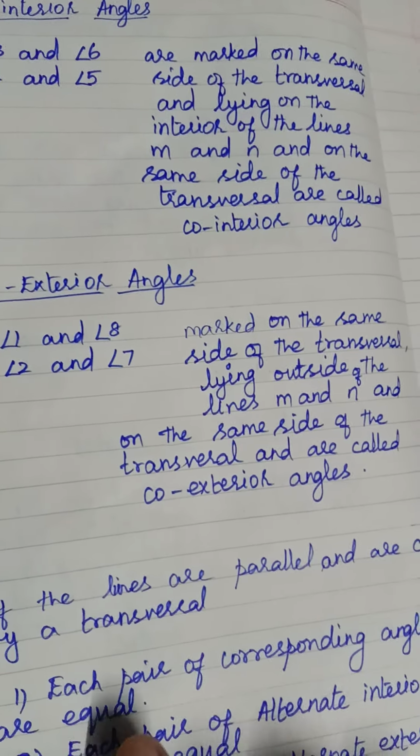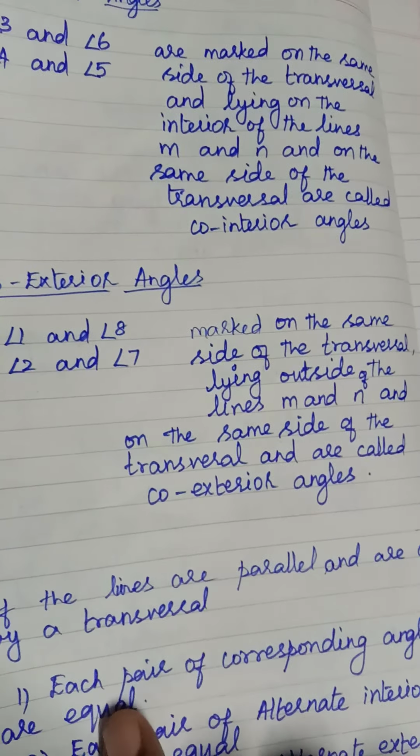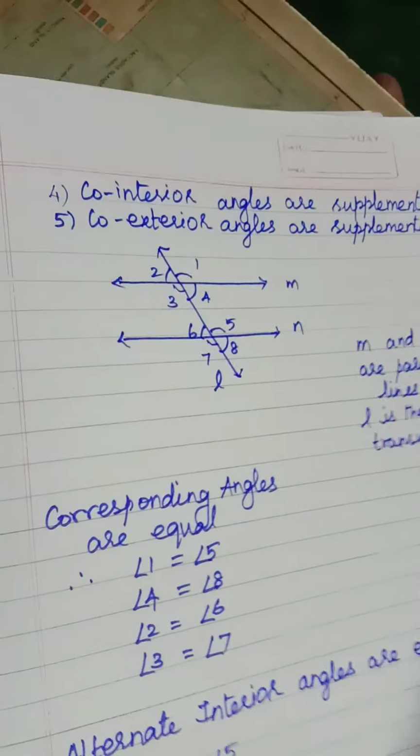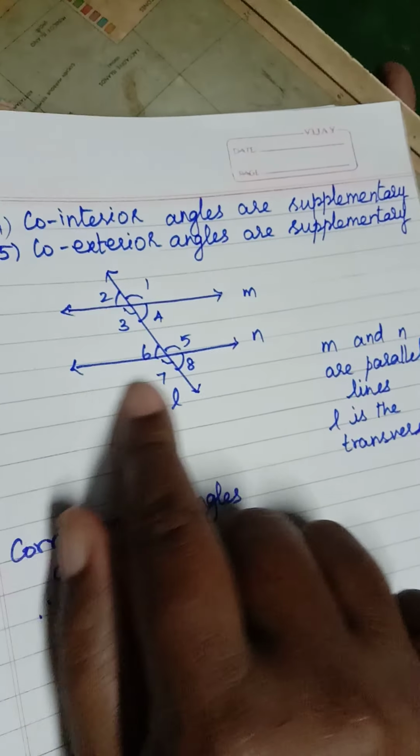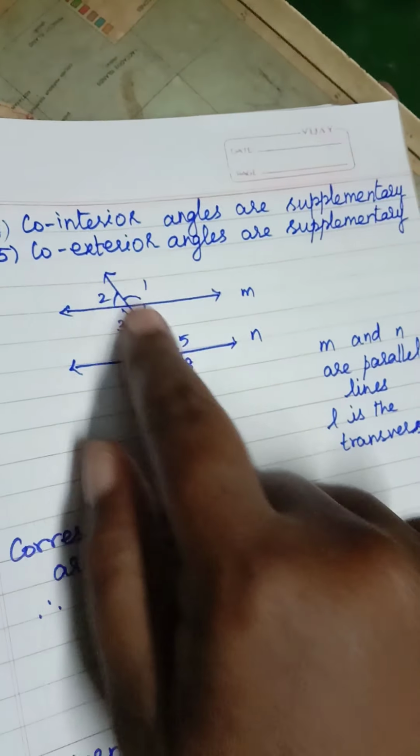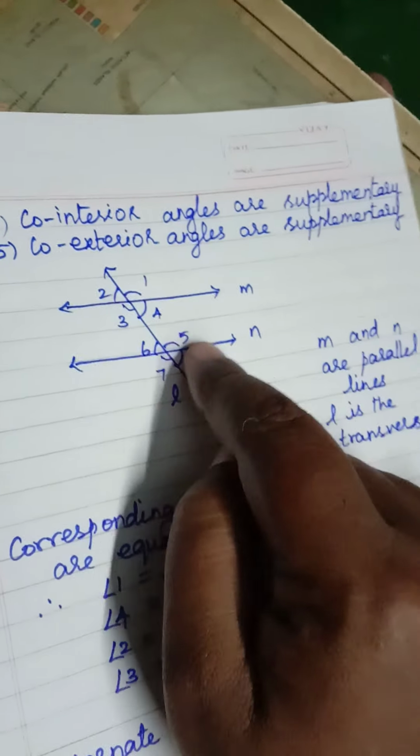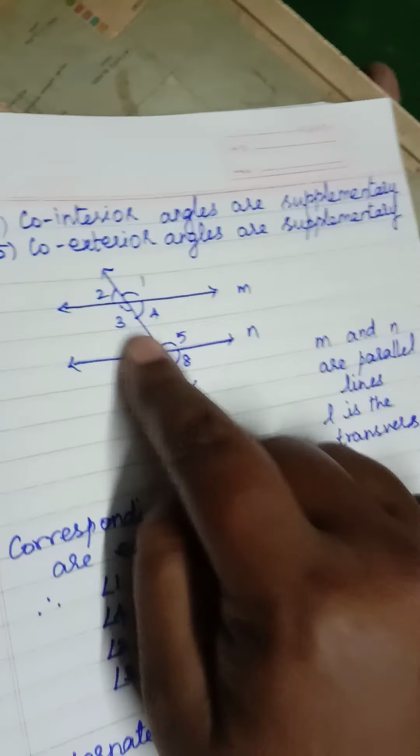Now what happens if the lines are parallel and are cut by a transversal? Let us see here. These two are parallel lines. M and N are parallel lines. It is cut by a transversal. Again 8 angles are formed: 1, 2, 3, 4, 5, 6, 7, 8.